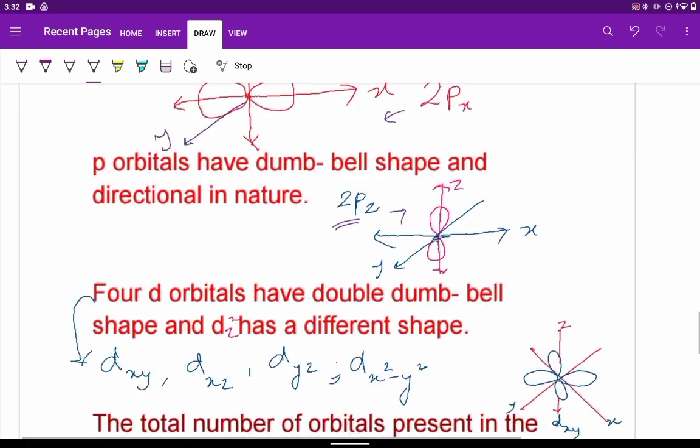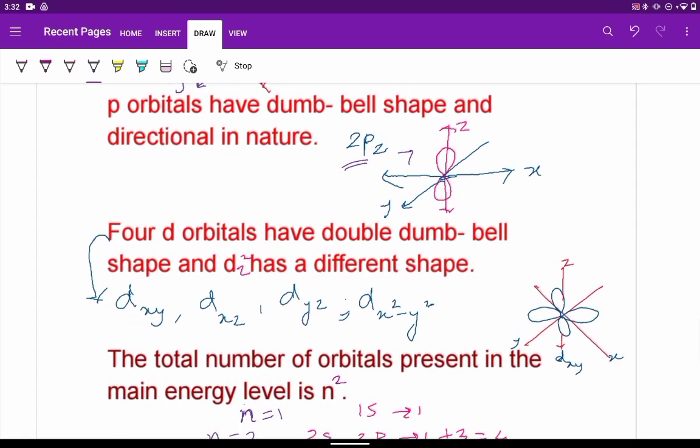Out of the 5d orbitals, 4 d orbitals have a double dumbbell shape like this. This is dxy. I have drawn all three axes. Double dumbbell shape. These 4 are dxy, dxz, dyz and dx square minus y square. These all are double dumbbell shape. Only dz square has a different shape.